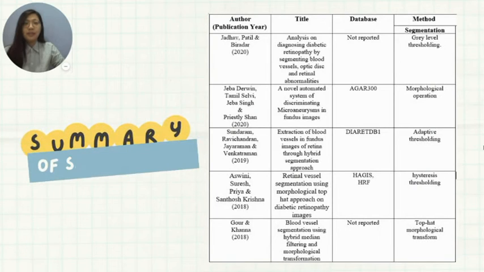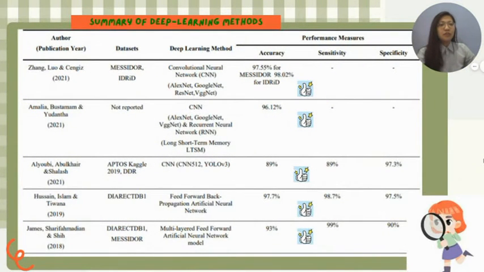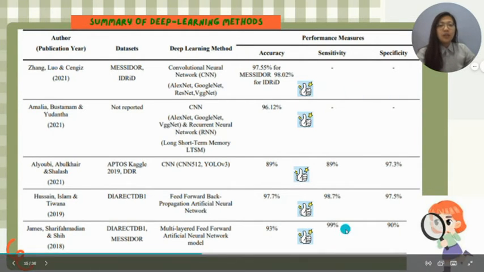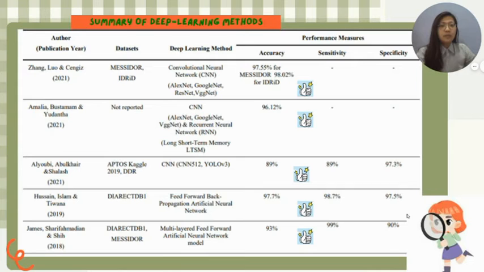Meanwhile, for the segmentation method, we can see that most of the researchers propose that the most suitable segmentation method is the thresholding-based segmentation. In addition, for the classification part, most of the researchers propose using deep learning-based methods such as convolutional neural network in order to classify the severity level of diabetic retinopathy. So from this table, it shows the scoring detail of each of the deep learning methods. And it also shows that the deep learning method is a suitable and efficient method to classify the severity level of diabetic retinopathy, because the accuracy of each method is 90% and above.